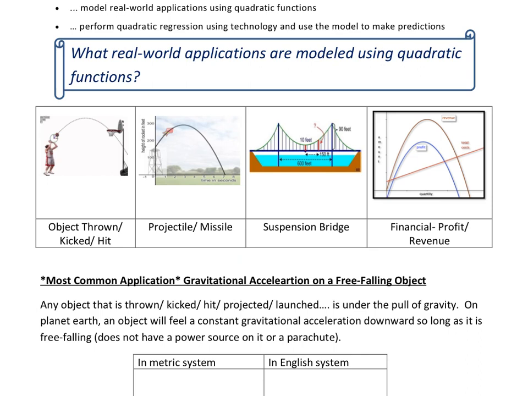In terms of physical structures, a suspension bridge is often modeled with a quadratic because you get this U shape here. And then finally, we're going to look at financial analysis in terms of maximizing revenue or maximizing profit. That's almost always modeled with a quadratic function. All right, so in this first part 1, we're going to be focused on a free-falling object under the gravitational acceleration.